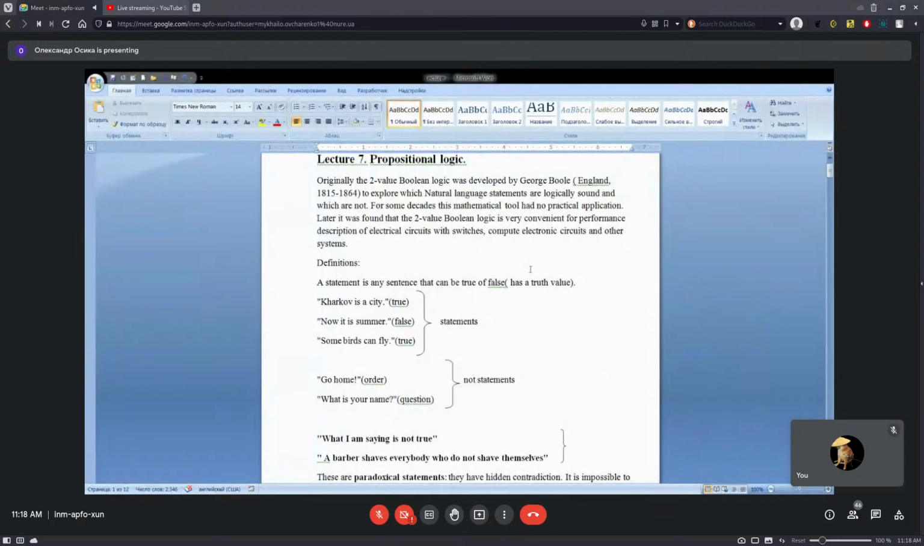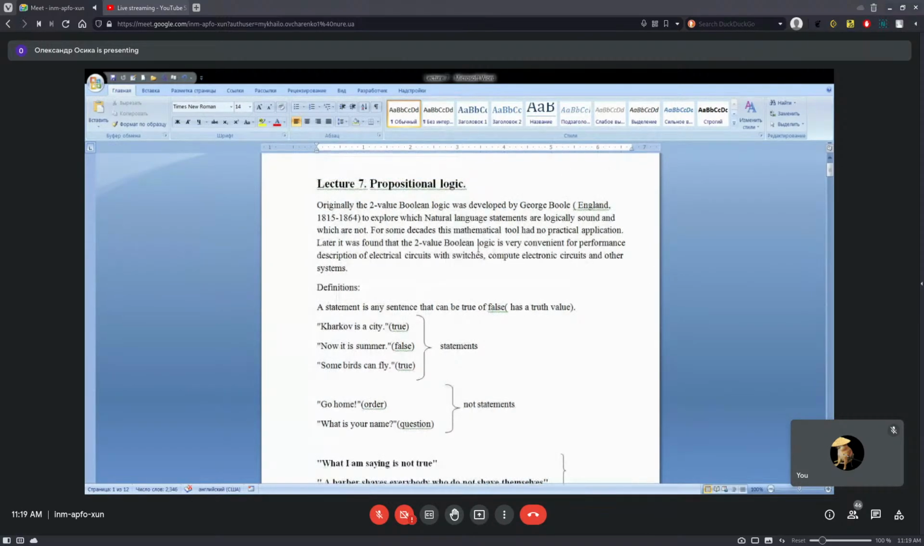So, propositional logic. Here we will learn how to present formally statements or sentences in natural language, but not all sentences, only sentences that may be called statements, in order to find out which of them are true and which of them are false. So we'll see what can be done by means of mathematical logic.